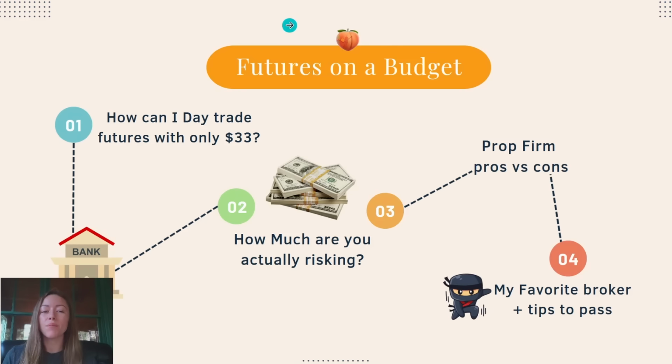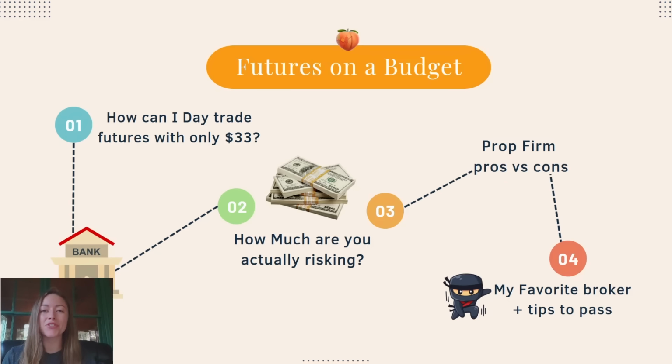So we have talked about a ton, basically covering the prop firm option for $33 of trading, pros versus cons on prop firms. Now remember, pros, basically you get to use somebody else's money. Cons, there are rules associated. There are some regulation issues, so just be careful of getting too confident with one broker. And then when it comes to how much money you are actually risking, we'll cover that really quick and then we'll jump into more on tips to pass if you do decide to go the funded route.